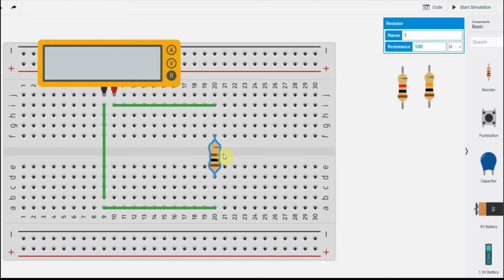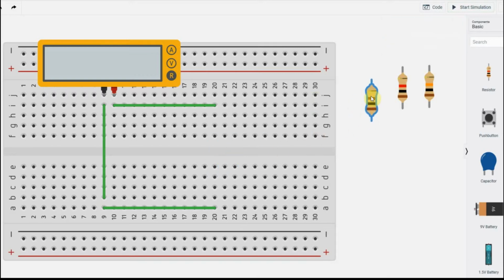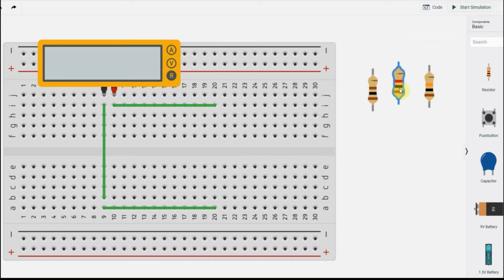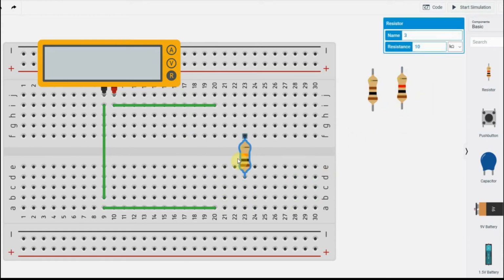If I stop the simulation and put the 1000 in here, start the simulation, it just goes to 1000, or whenever you see the K, it means 1000. So 1K, or 1000 ohms. The final one we're going to look at is this one, and this is a 10,000 ohm, or 10K. Start the simulation, 10K.